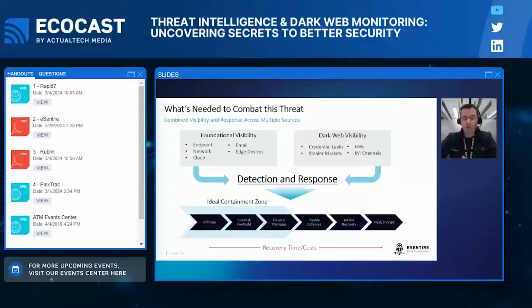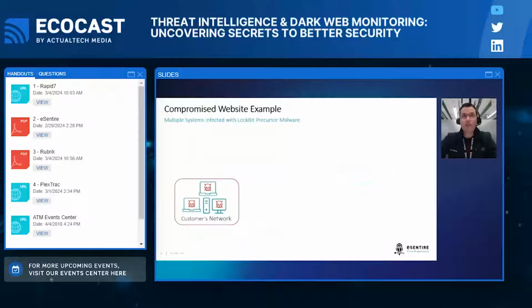Now, if you're looking for a complete list of recommendations, I will again point you to that dark web and ransomware readiness report that is available in the handout. Now, to end things off, I wanted to leave you all with an example of an incident that involves traditional detection and response that was augmented by dark web visibility.